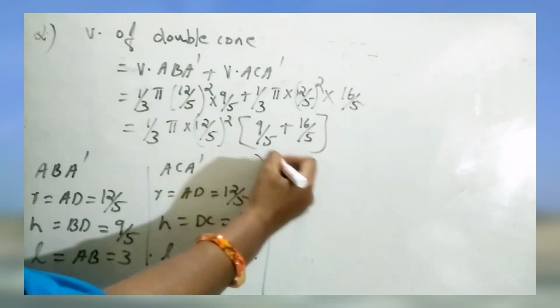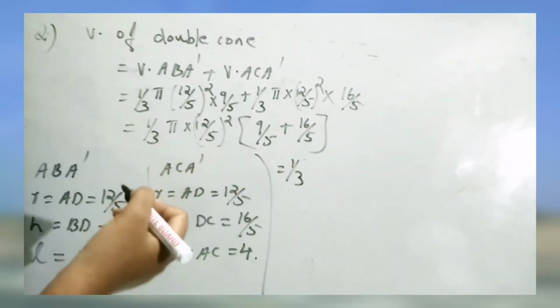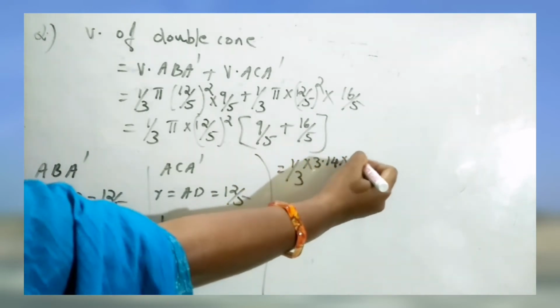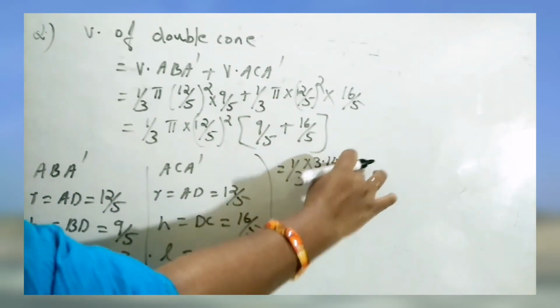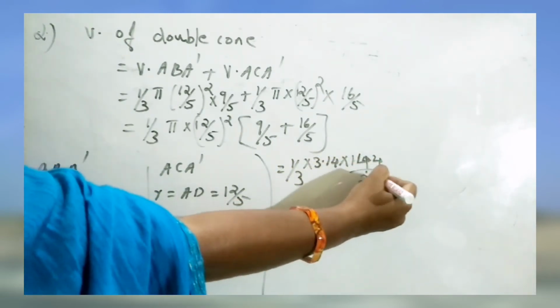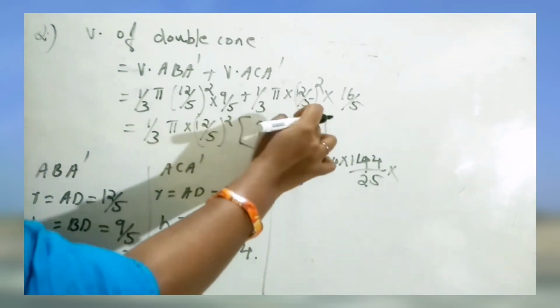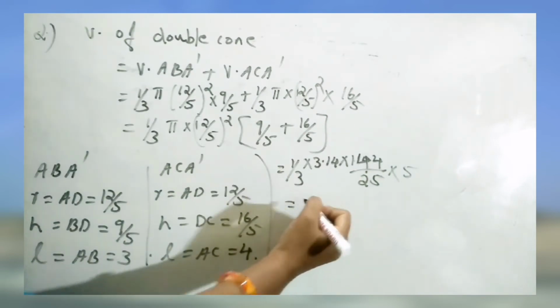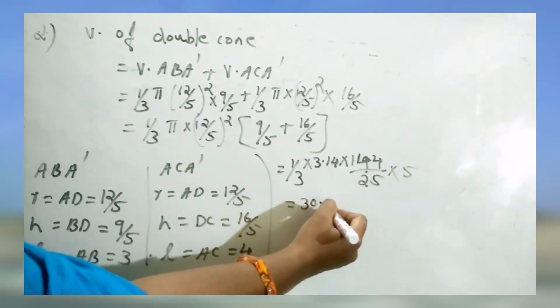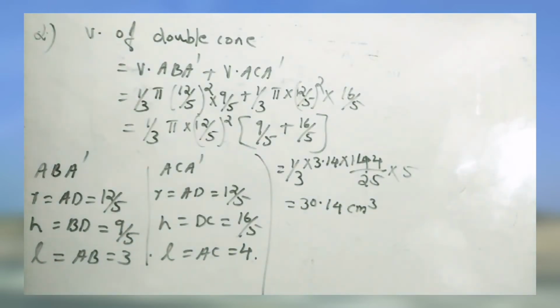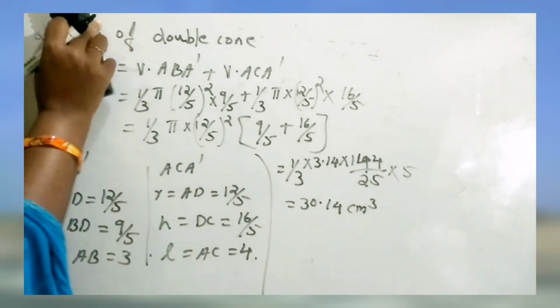That is equal to 1 by 3 pi, 3.14, into 12 square, which is 144, divided by 25, into 9 plus 16, which is 25, divided by 5, which is 5. And this we will get as 13.14 centimeter cube. Therefore, the volume of the double cone is equal to 13.14 centimeter cube.